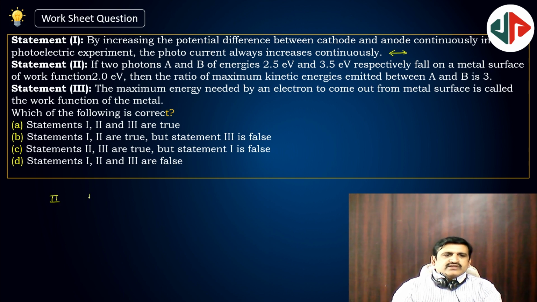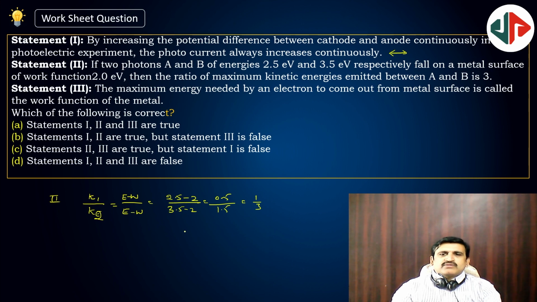Second statement, kinetic energy of the first one and kinetic energy of the second one. Kinetic energy is incident energy minus work function. Incident energy is 2.5, so 2.5 minus 2 by 3.5 minus 2, that is 0.5 by 1.5, that is 1 by 3. He said 3. Okay, the maximum energy needed by an electron to come out of the metal surface is called the work function of the metal. Correct statement.